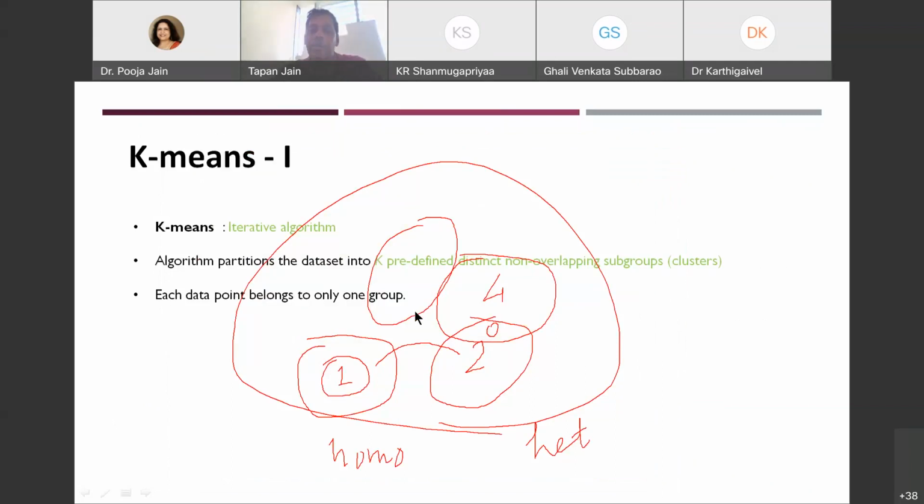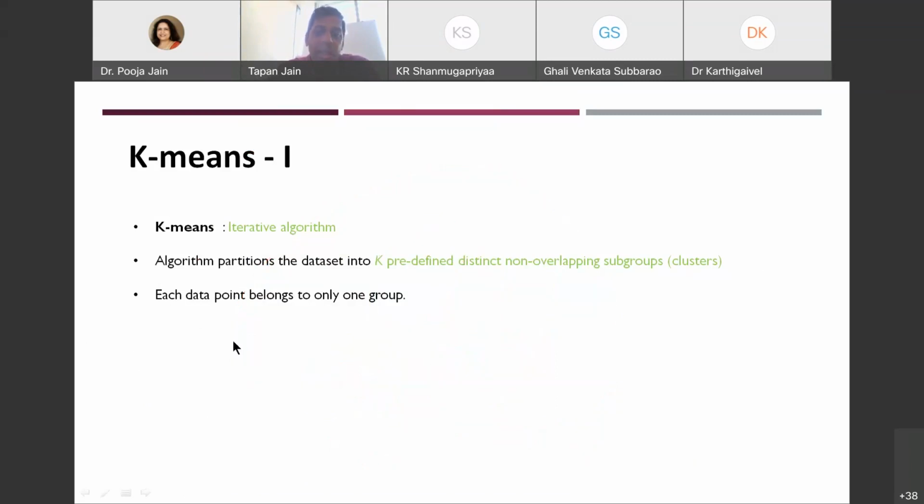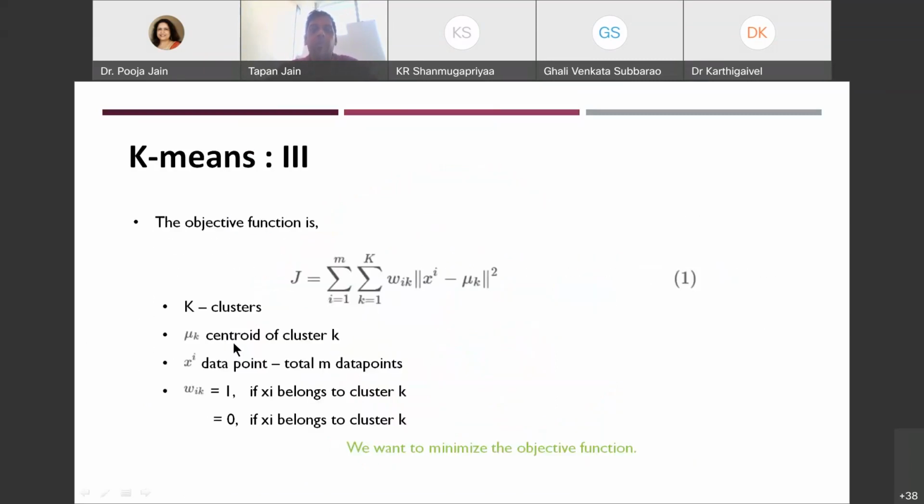So number one, it is an iterative algorithm. Number two, we need to predefine K. Number three, one data point belongs to one group. Number four is homogeneity and heterogeneity. Within the cluster, we have the same kind of data points. Outside the cluster, we have different data. And ultimately, when we write a machine learning algorithm, our aim is to minimize the cost function or objective function.